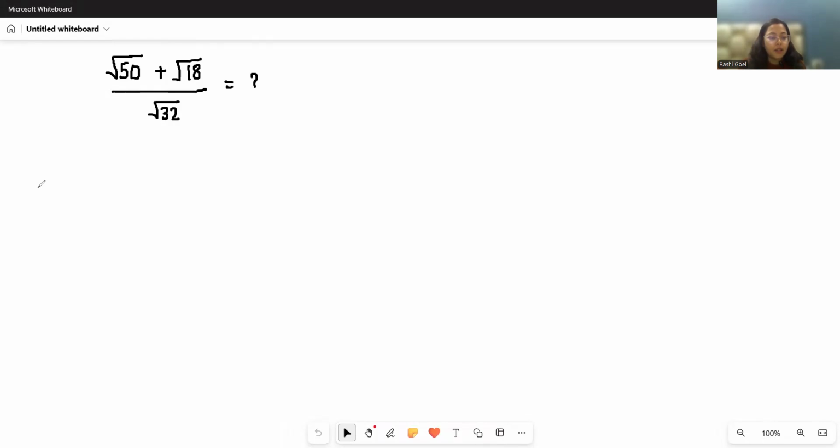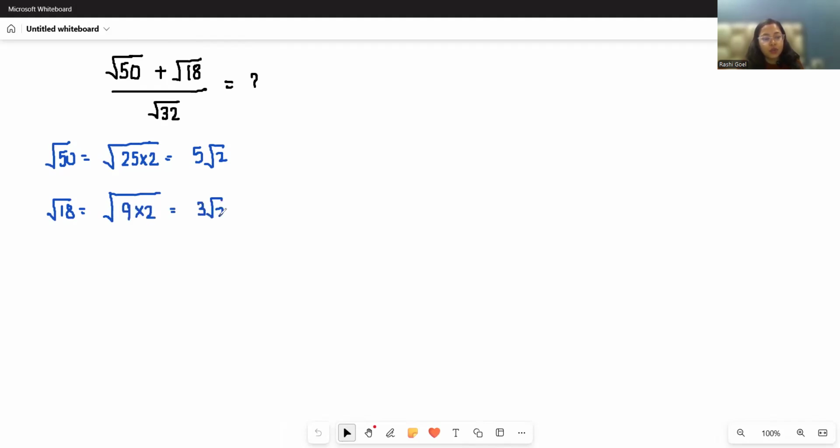So for example, root 50, we can write it as root 25 times 2, which I can write as 5 root 2. Similarly, root 18 as a perfect square is 9 times 2. So we can write it as 3 root 2. Now, root 32 as root 16 times 2, which we can write as 4 root 2.